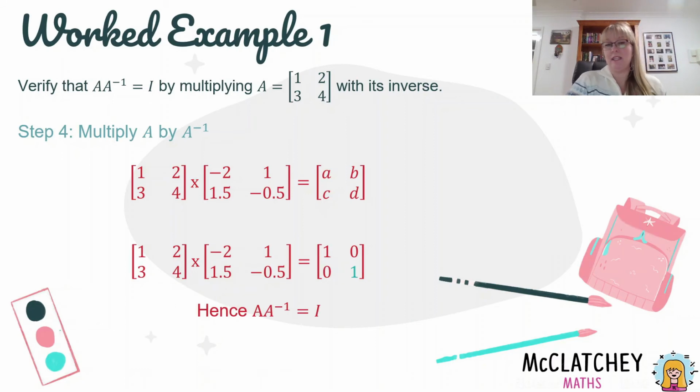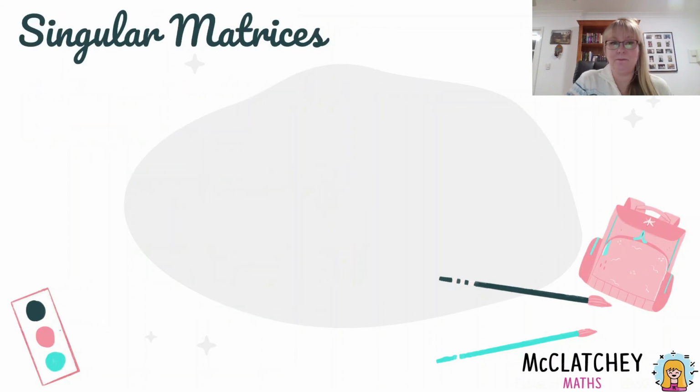Hence, we've found an identity matrix. Our leading diagonals is all 1s and the rest is 0. So we've just proved that anything multiplied by its inverse gives us an identity matrix.